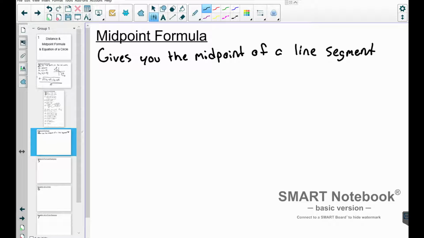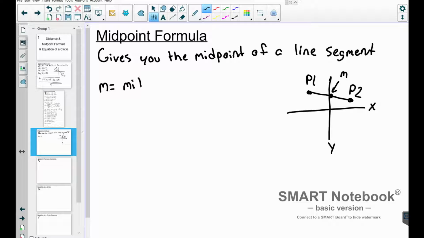So just like in the last one, you're going to have a set of axes and some sort of line where there are 2 points. We'll say this is P1 and this is P2. And what the midpoint formula will give you is that midpoint. Let's say the midpoint lies somewhere right here. This will be your M. So M is going to equal our midpoint.